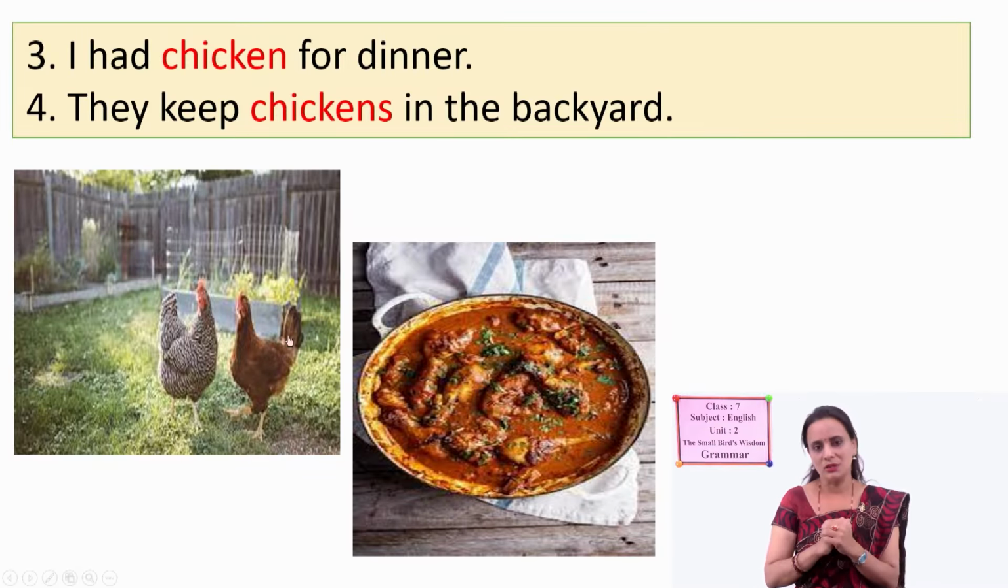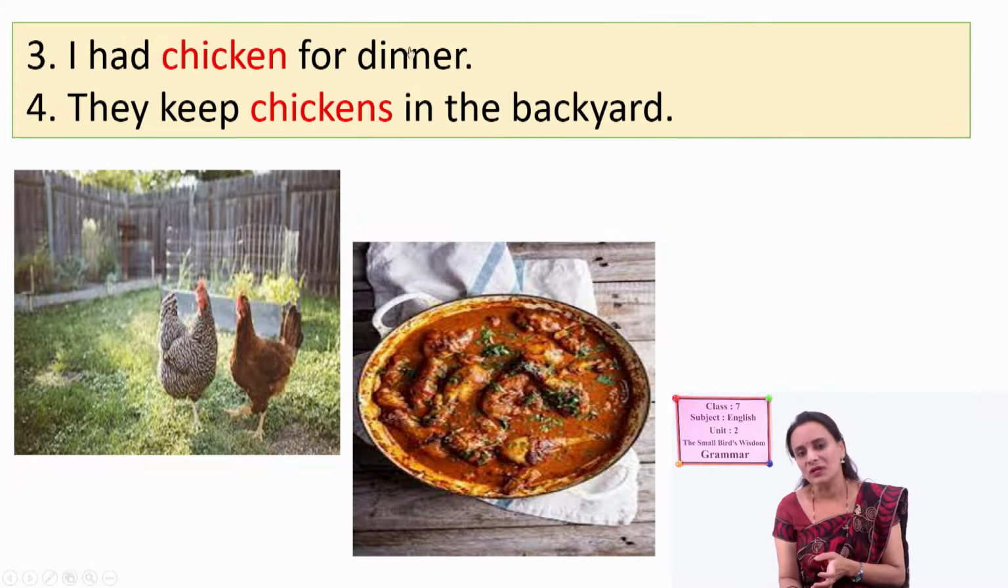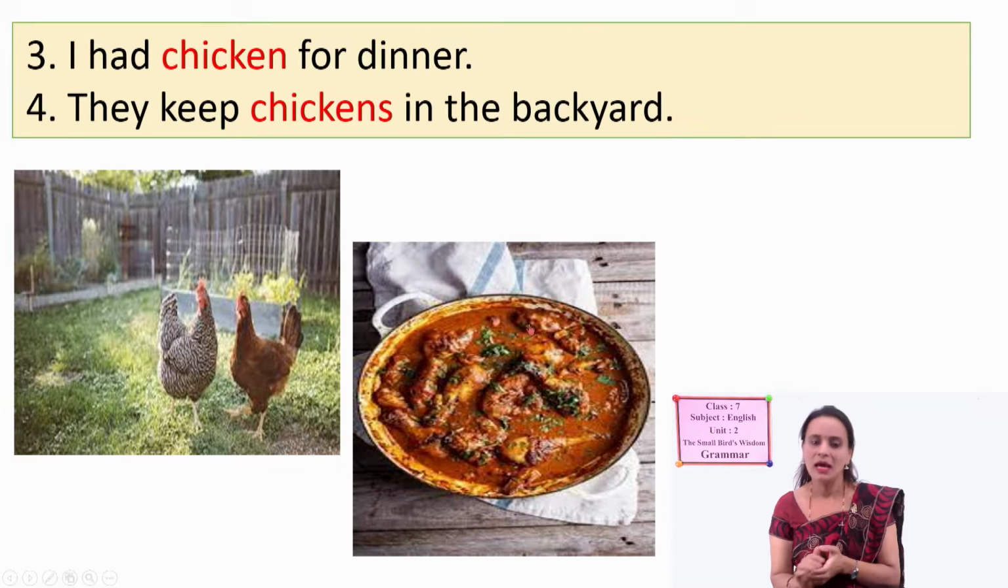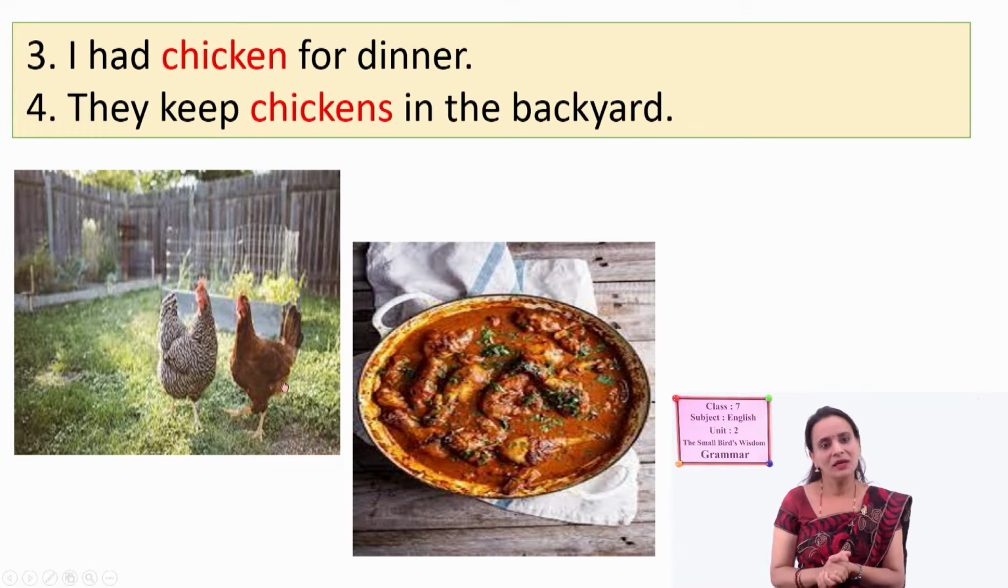Now here also the same noun is used as uncountable noun and countable noun. In the first one there is, I had chicken for dinner, which we cannot count. And in the second one there is, they keep chickens in the backyard, which we can count. We can see it here in the picture also. Chicken curry cannot be counted and chickens can be counted.